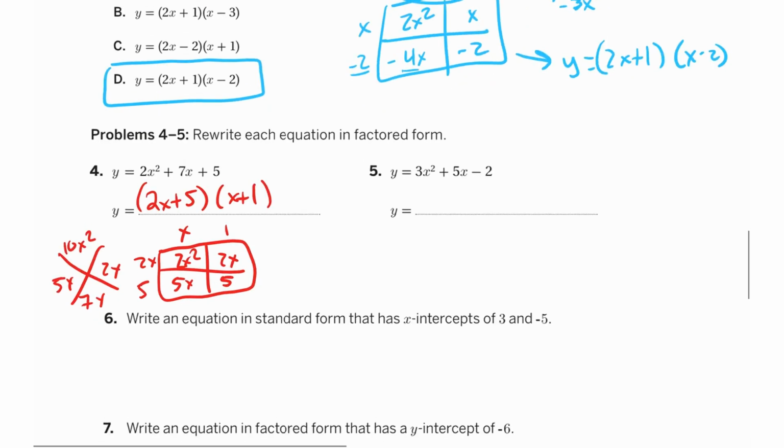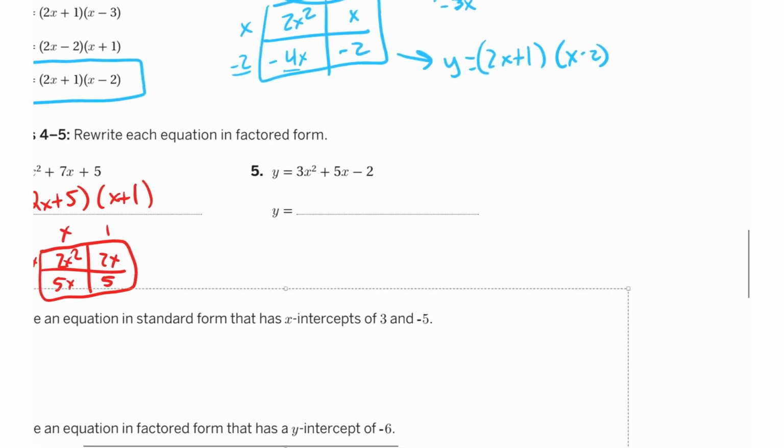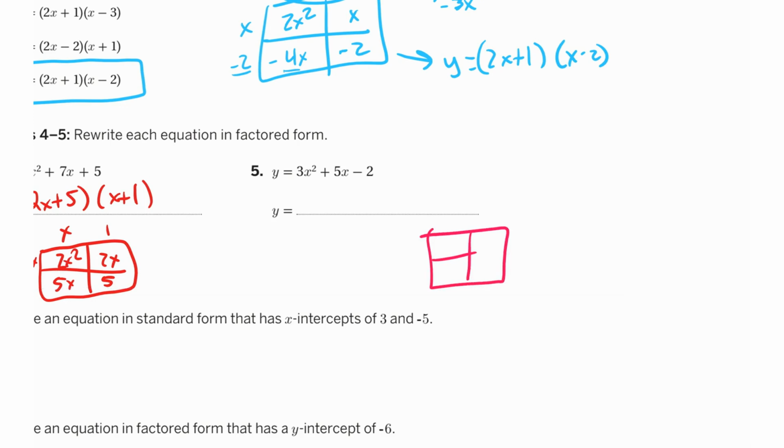Next one, number 5 here, same idea. My box down here, we got first term, last term, and then I'm breaking up 5x. Whatever multiplies to -6x squared, and again, I'm getting that by multiplying these two terms, which would be just 6x and -x. So that's what goes inside the box here.